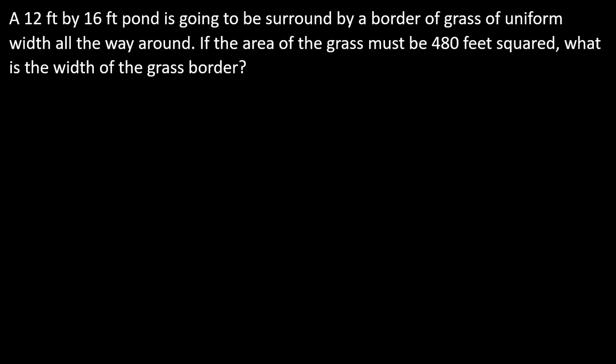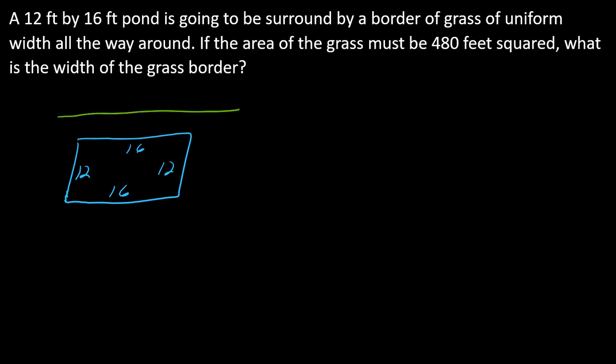So a 12 by 16 foot pond is going to be surrounded by a border of grass of uniform width all the way around. If the area of the grass must be 480 feet squared, what is the width of the grass border? Okay, so let's draw a picture of this. So I have a pond, so there's my pond, and so this is 12, 12, 16, 16, just to be nice and clear. And it has this grass border around it of uniform width.